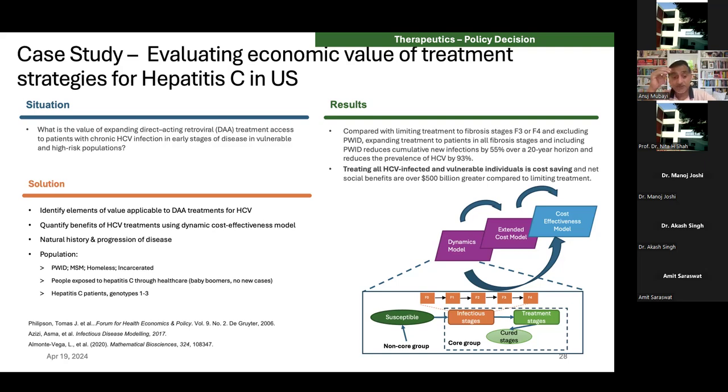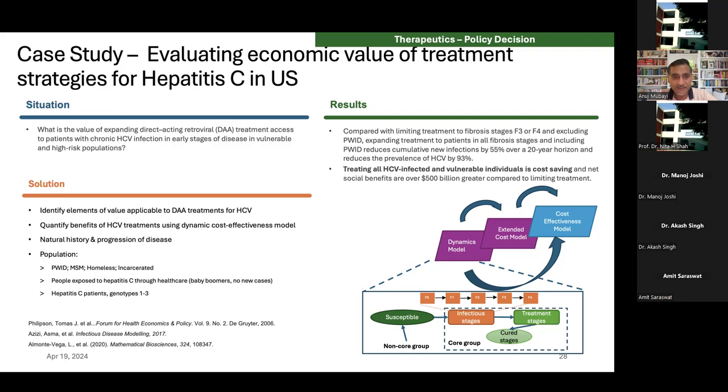And so the question was, if the treatment is given to all the infected drug users, what would be the benefit of that? So we use this dynamical system model, we use economic models, and then we do cost effectiveness models that compare the benefit and the cost for extending the model to the other stages.